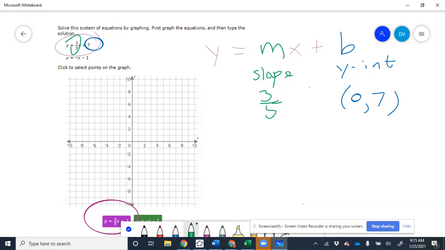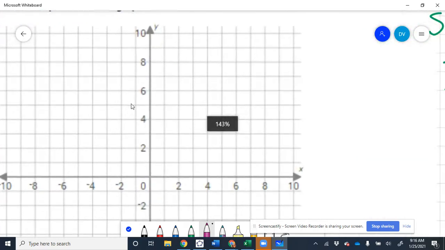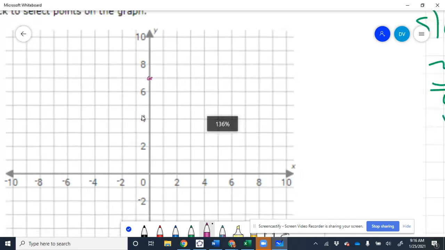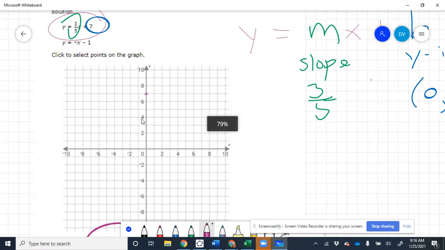So to use those two, we want to start at 7, our y-intercept, where our line crosses the y-axis. I'm going to use purple here. Again, your dots are going to be easier to plot on yours. I might zoom in a bit here. I'm going to start at 7 on the y-axis, or 0, comma 7. And then my slope is 3/5.